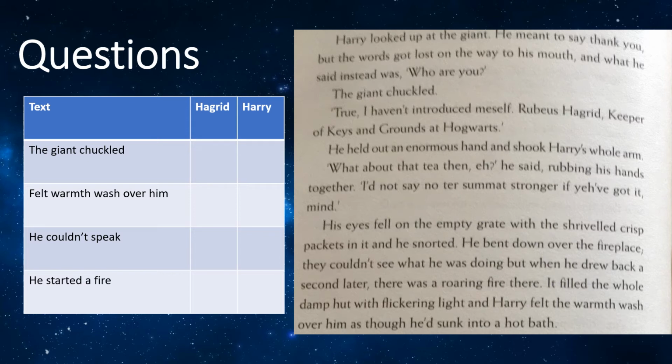Harry looked up at the giant. He meant to say thank you, but the words got lost on the way to his mouth, and what he said instead was, "Who are you?" The giant chuckled. "True, I haven't introduced myself. Rubeus Hagrid, keeper of keys and grounds at Hogwarts." He held out an enormous hand and shook Harry's whole arm. "What about that tea then, eh?" he said, rubbing his hands together. "I'd not say no to summat stronger, if you've got it, mind."